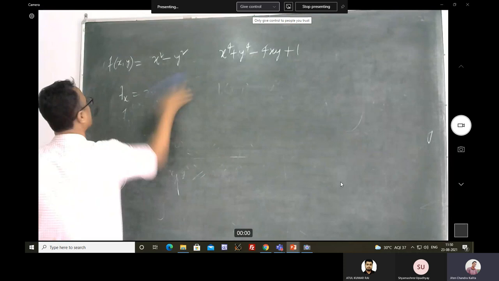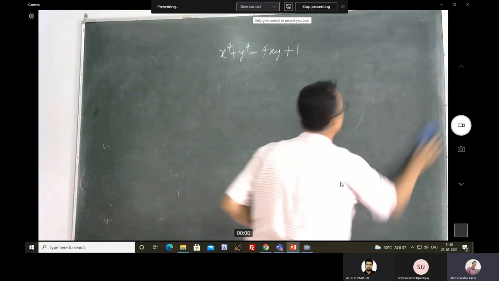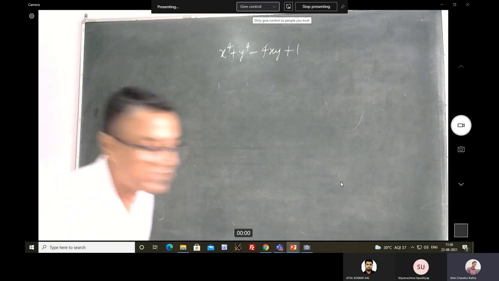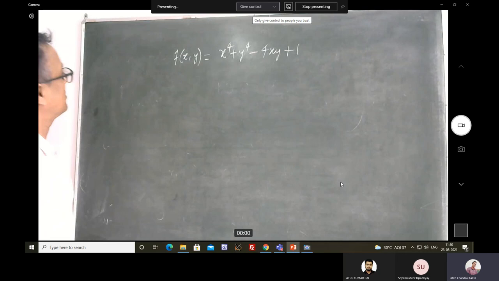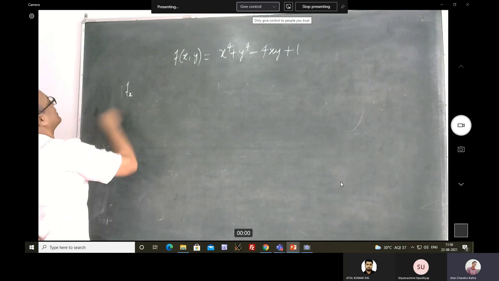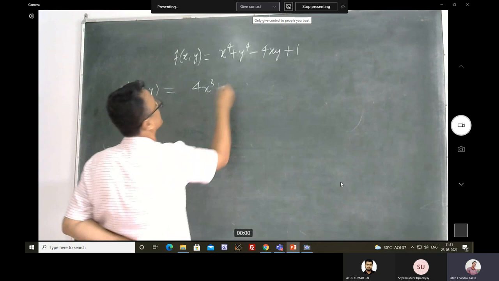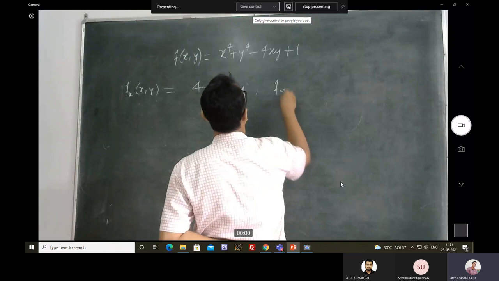I'm going to be quick about it so that I can cover more. Again, you do not necessarily have to write the function as f of x; you can use any other symbol. Firstly, we are going to find fx. This is going to be 4x cubed minus 4y. Similarly, fy is going to be 4y cubed minus 4x.